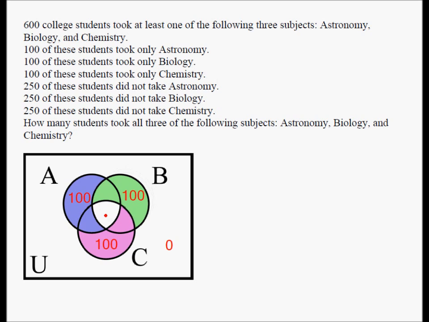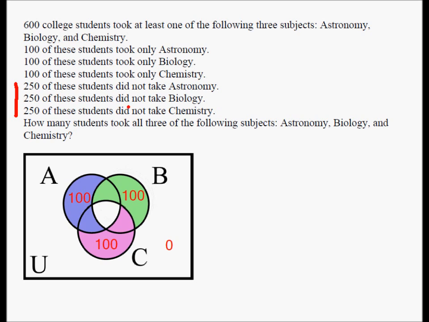Note the 4 numbers in this C circle. If you add them up, they'll represent the total number of people who took chemistry. If you add these 4 numbers, that'll tell you the total number of people who took biology. And if you add these 4 numbers together, you're going to get the total number of people who took astronomy. The numbers I have listed here, 100, 100, 100, are the number of people who took only astronomy, only biology, and only chemistry. How do we handle these?